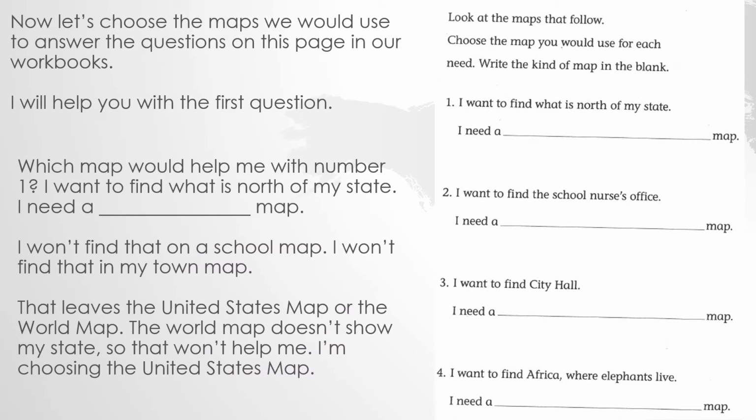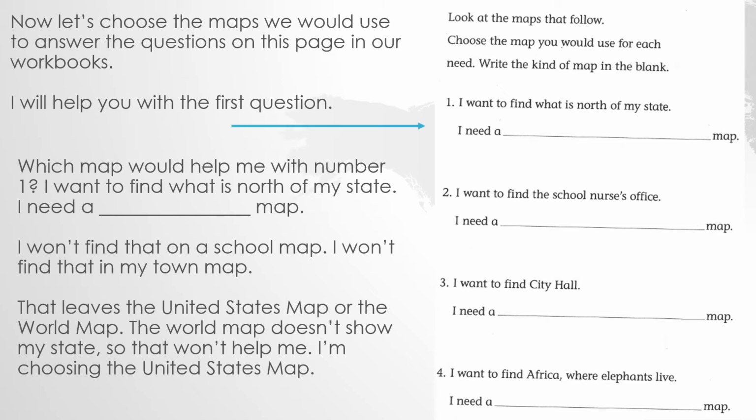The directions for this page say, look at the maps. Choose the map you would use for each need. Write the kind of map in the blank. Now let's choose the maps we would use to answer the questions on this page in our workbooks. I will help you with the first question.